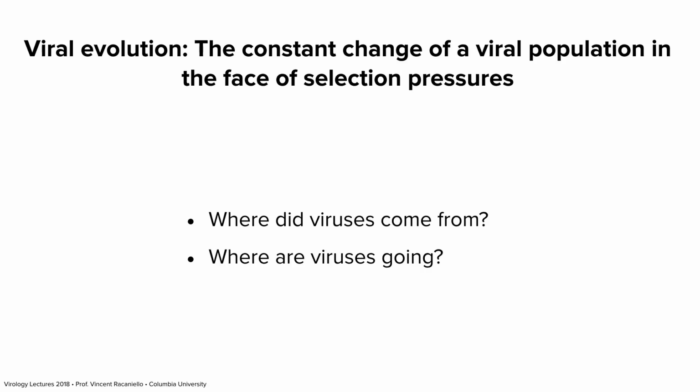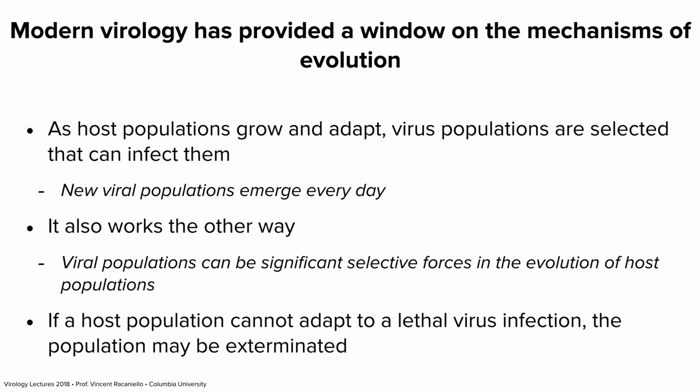Today we're going to talk about evolution in terms of two general questions. We're going to talk about where viruses came from, but mostly we're going to talk about where they are going. What are the different mechanisms of evolution that lead to their diversification? Modern virology has played a big role in our overall understanding of evolution, just like it's played a role in understanding so many things about cells.